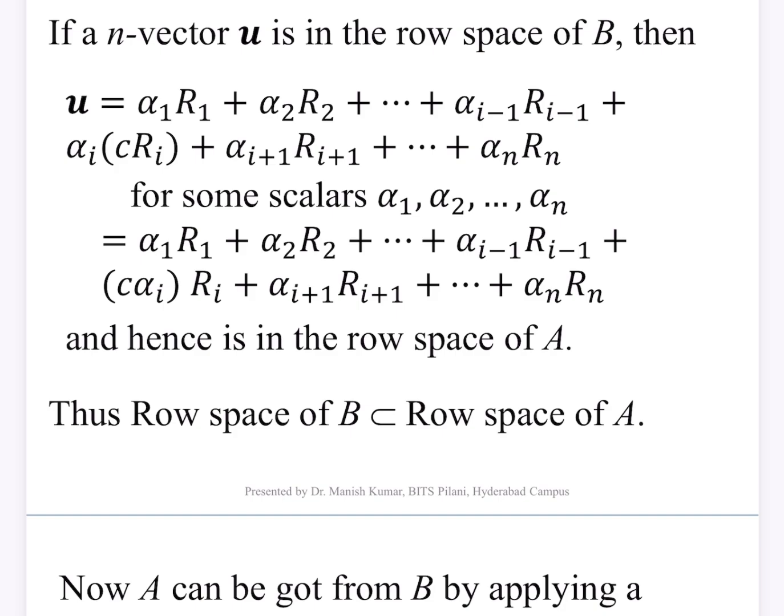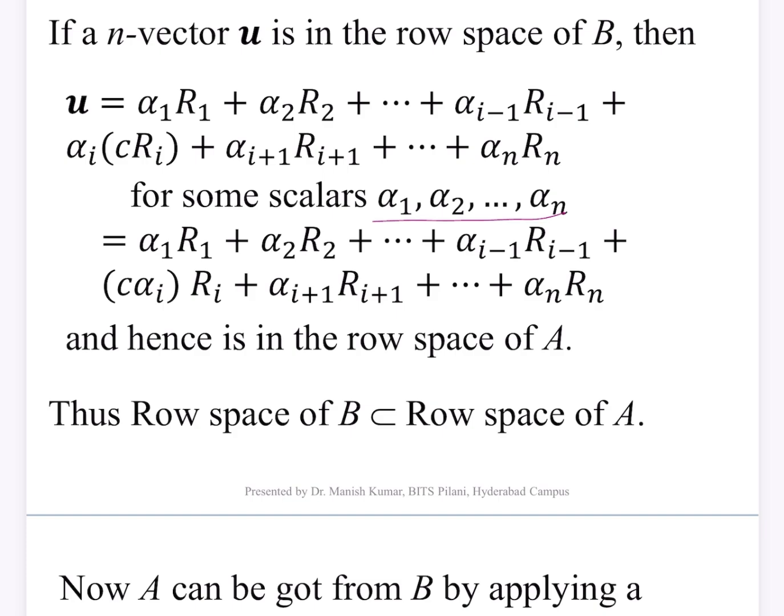as you know, if any vector is in the row space, from the previous two examples, if you have seen, it means that that vector can be written as a linear combination of the row vectors of the given matrix. So you know the rows of the B matrix are R1, R2, and so on, C times Ri and Ri plus 1 and so on, Rn. Okay. So U can be written as a linear combination of them for some scalars, alpha 1, alpha 2, alpha n.